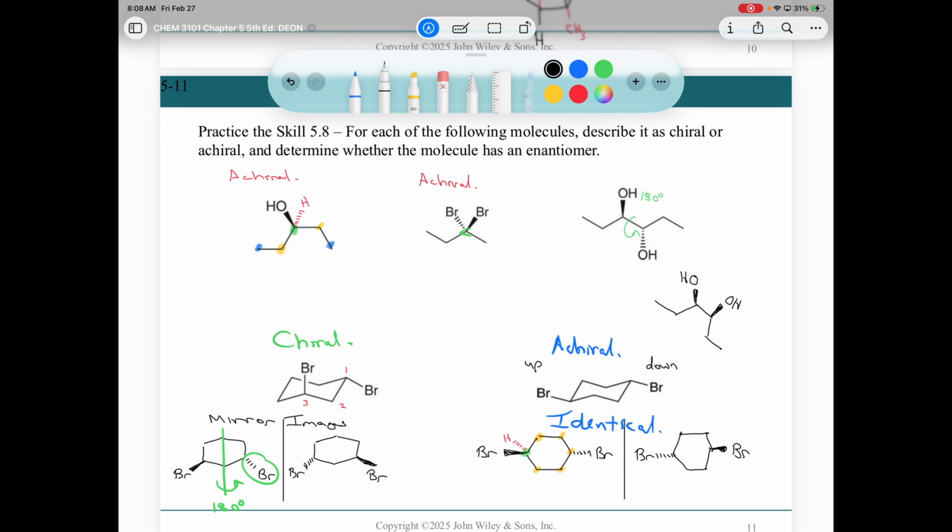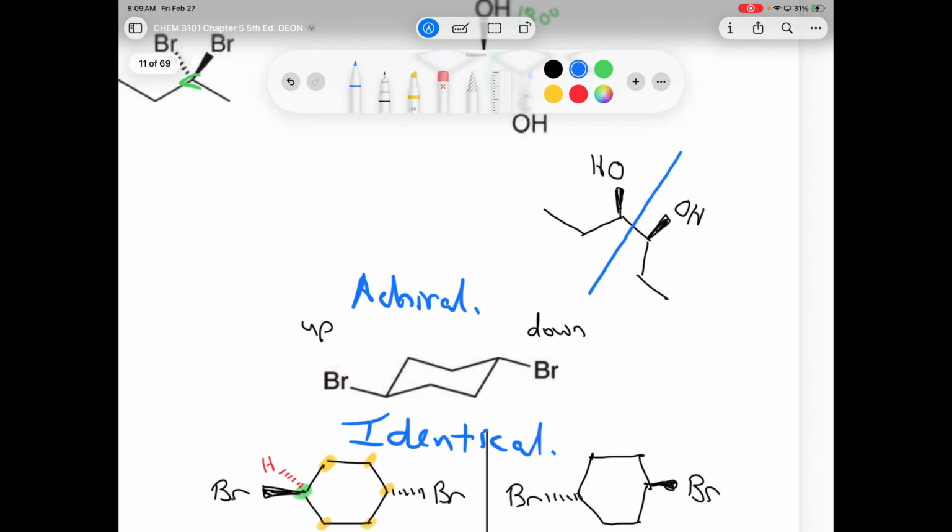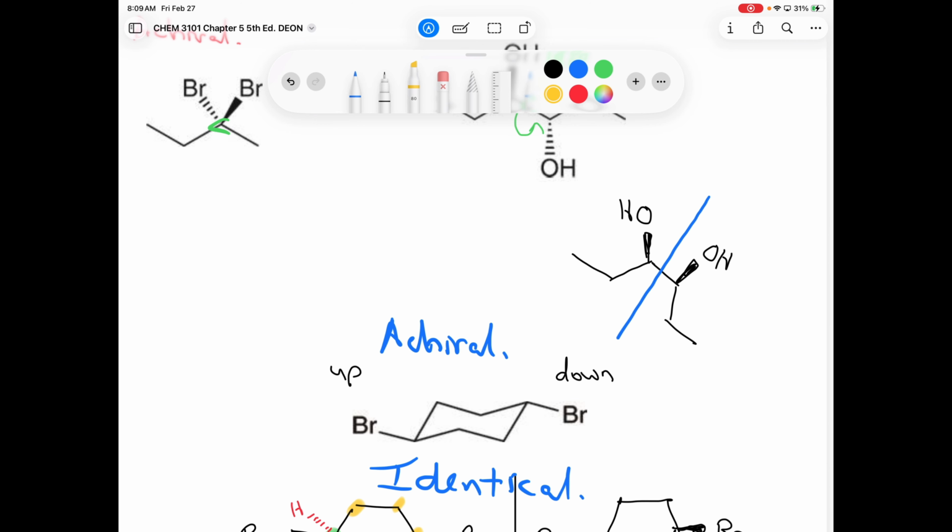And if you're like, do I have to be able to recognize that? Yes, you do. You have to be able to rotate the bonds and say, hey, you know what? There actually is a plane of symmetry in this molecule. And so I'll zoom in on it and I'll ask you a question about this carbon.